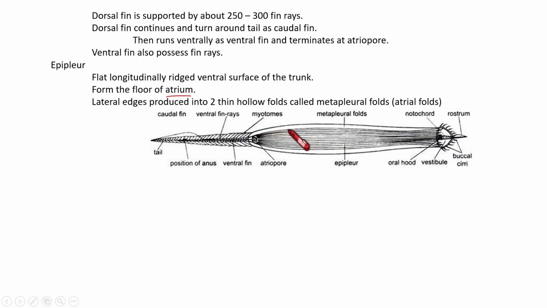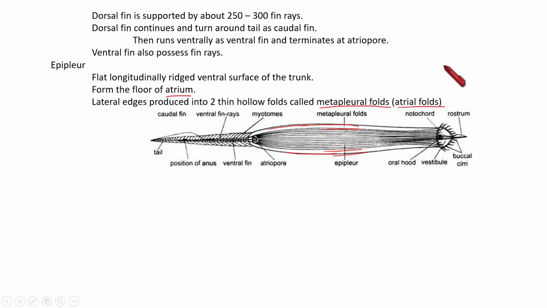And that lateral edge, we can see this is the lateral edge of the epipleure, is produced into two thin hollow folds. What's the name? Its name is metapleural fold or atrial fold. So what is metapleural fold? The lateral edge of the epipleure is produced into two thin hollow folds called the metapleural folds, or otherwise called atrial folds.